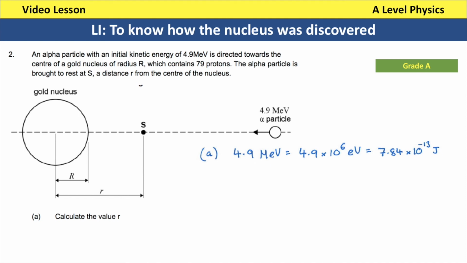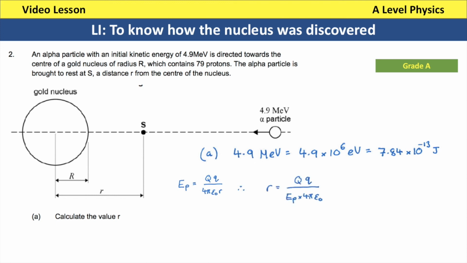Now that I know that, I need to apply a bit of physics. Knowing, of course, that the kinetic energy of the alpha particle is transferred to the electric potential energy, then I can set those things equal to each other. So electric potential energy is Qq over 4 pi epsilon naught r, and that value of EP is going to be 7.84 times 10 to the minus 13 joules.